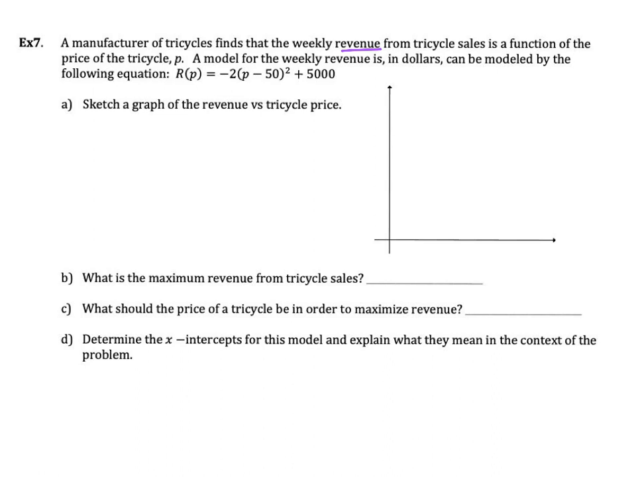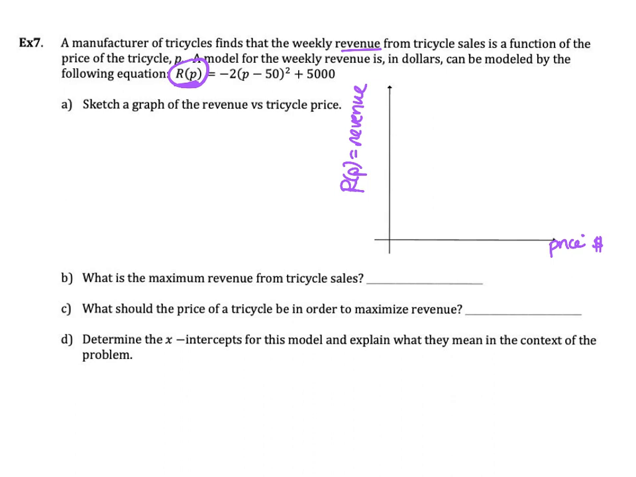So x is our P, so that means this x-axis is the price, and the price is in dollars. And then our y-axis is R of P, and R of P is our revenue. It's how much money we're bringing in. So P is the price per tricycle, and our y value is R of P, which is the revenue with respect to the price. So how much money we're bringing in.